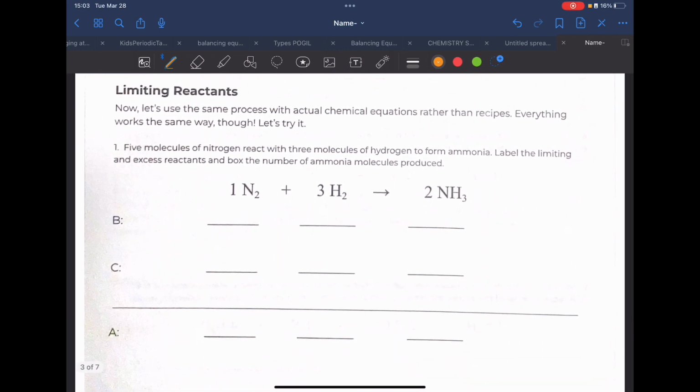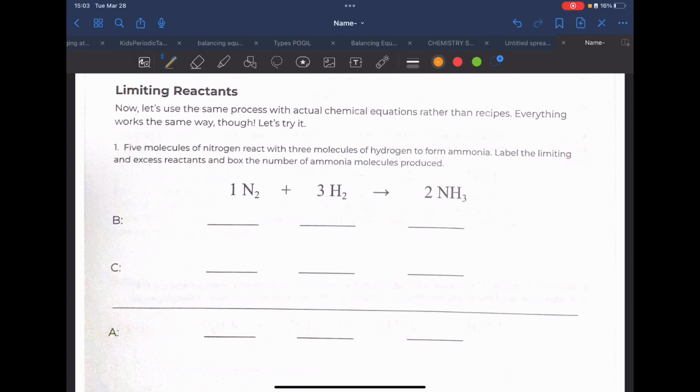All right, now limiting reactants. Before we were talking about limiting ingredients, and now we can start talking about limiting reactants. We're going to take the exact same process, but apply it to actual chemical equations rather than recipes. But all the steps stay exactly the same.